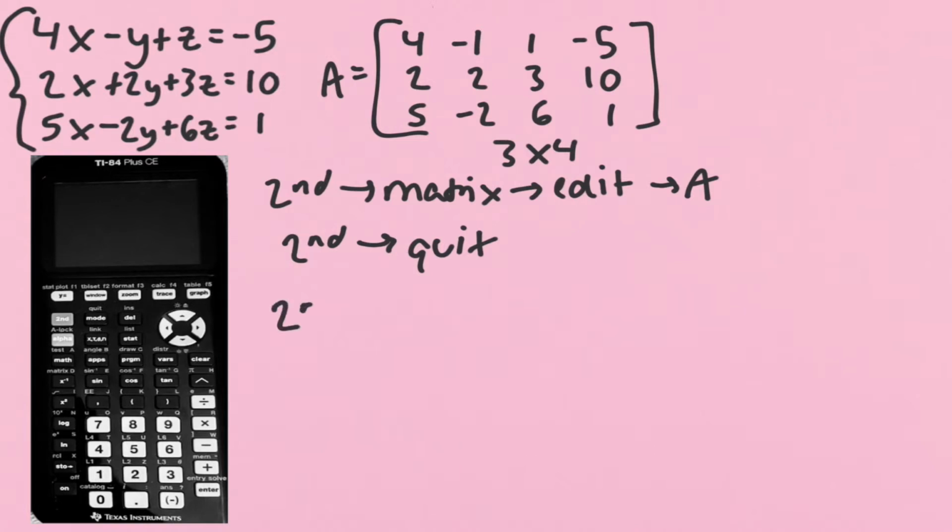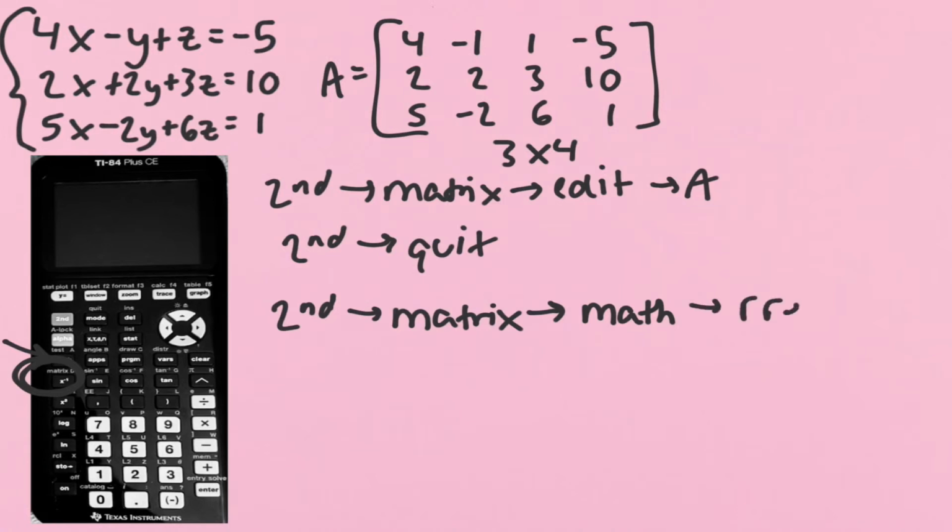Go back to matrix, second matrix, then scroll to the right to go to math. So not this math button. You're in the matrix button right now. You scroll to the right to math after you click on second matrix, and then a bunch of options come up. Scroll down to RREF. Not REF, RREF. And then you want to put A inside of the parentheses. So you're going to have to go to second matrix A.